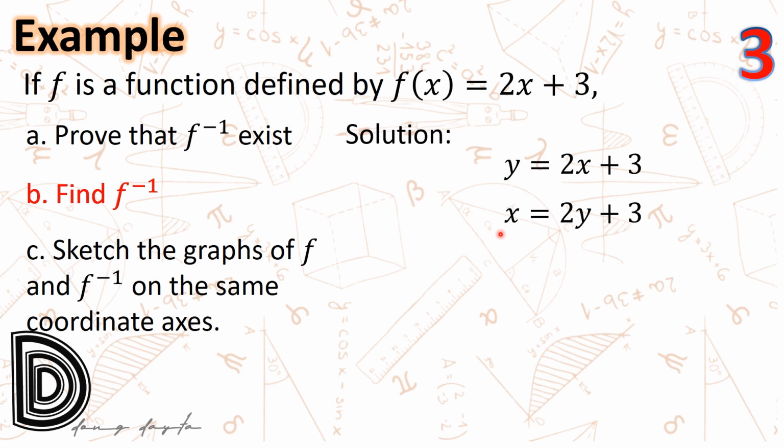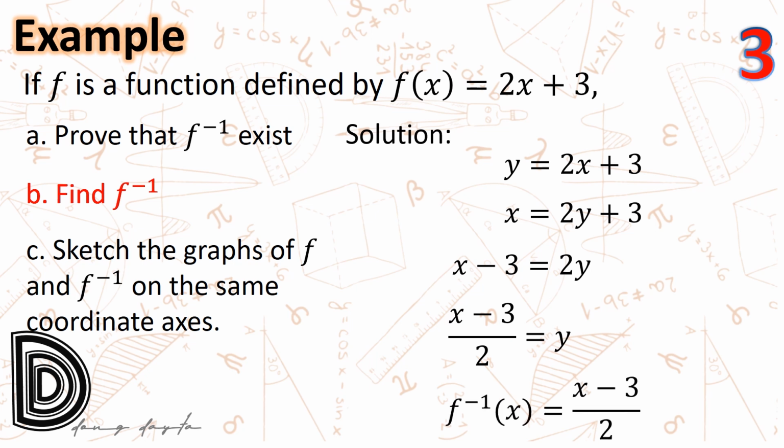So we subtract 3 from both sides. We'll have x minus 3 equals 2y. And to isolate y, we divide both sides by 2. That becomes x minus 3 over 2 equals y. And this now is the inverse function. We just need to equate y equals inverse f of x. So inverse f of x is equal to x minus 3 over 2.